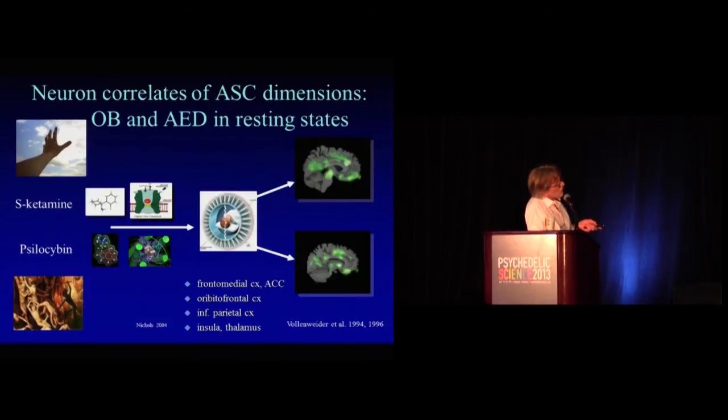And in fact, what you see here is the effect of ketamine. If you give ketamine and measure people in resting states, there is quite an overlap of activity in the frontal cortex compared to psilocybin. So, without going into the details, this was the first input we had in a model we developed over these years.